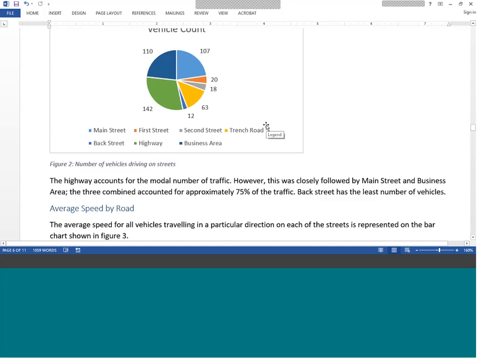all the bits and pieces of information, but I identify the important ones, as well as use keywords, mathematical diagrams and so on. So you may encourage students to, like in this case, they're using the modal number of traffic. Of course, they could have used the highest number of traffic. They want to put the highest number of traffic.